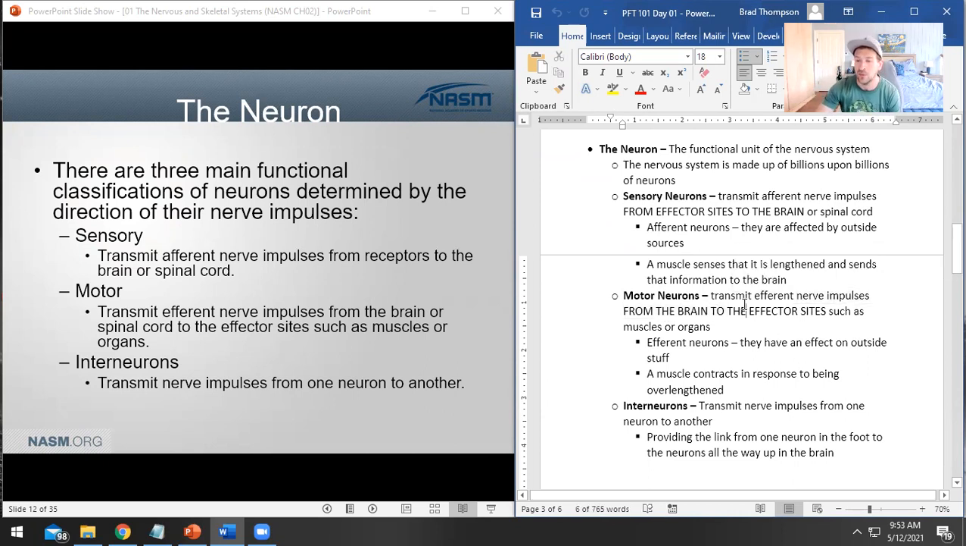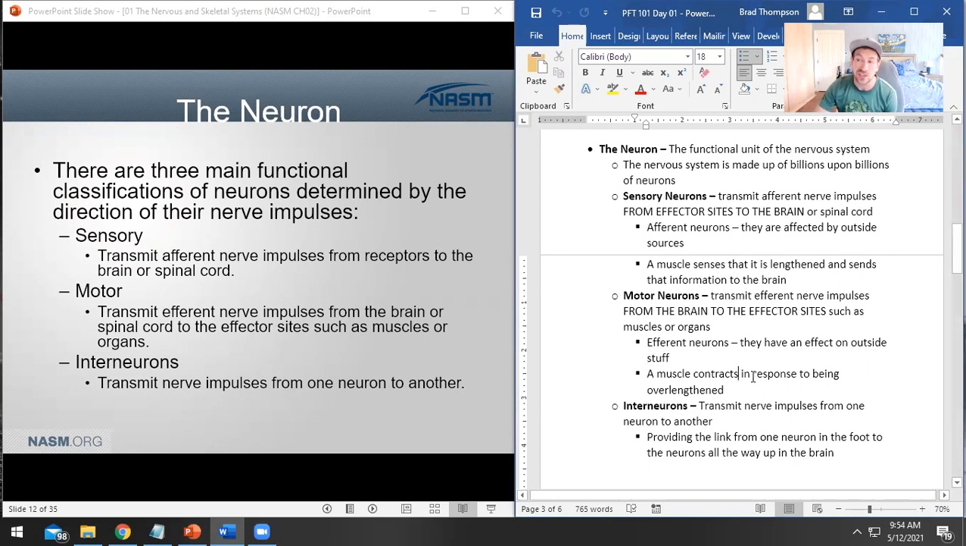They transmit nerve impulses from the brain to an effector site, such as a muscle or an organ, right? So a muscle might contract in response to being over-lengthened. If you overstretch something, it'll want to buckle. It'll want to contract in response.